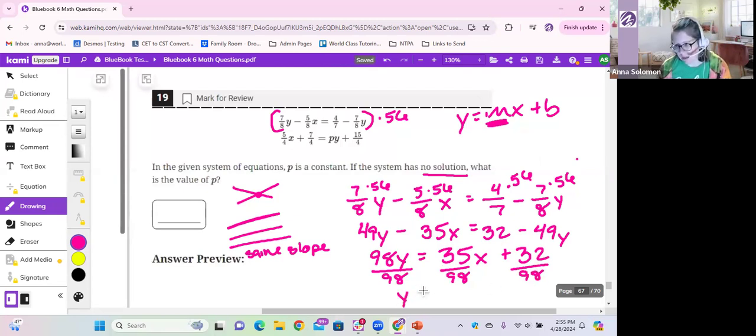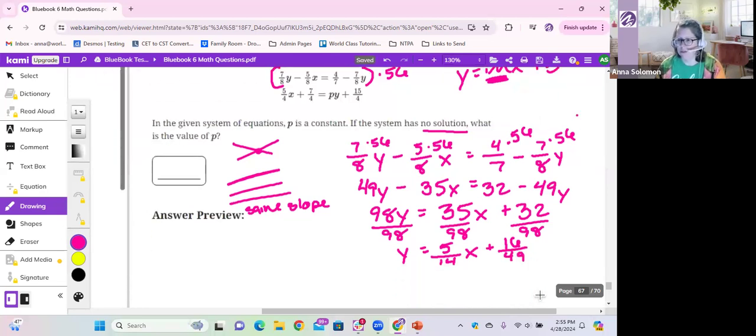So we get y equals 35 over 98. I'm going to put that in my calculator and math frac it just to see. 5 over 14. It does simplify down. 5 over 14 x plus 32 divided by 98. Math frac, 16 over 49. I'll take what I can get. All right, and then we go to the second equation.